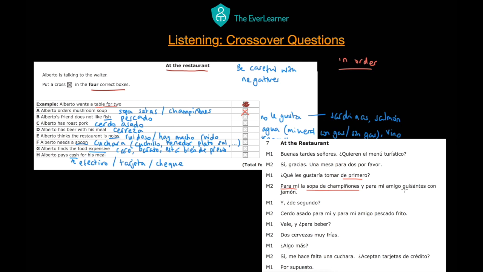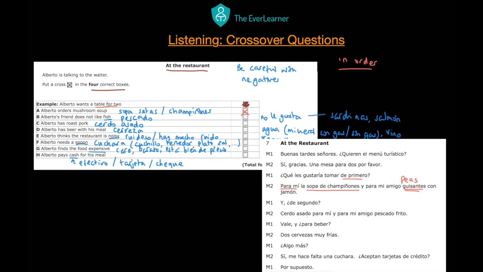Y para mi amigo, guisantes con jamón. Guisantes con jamón. These guisantes, which are peas, this is another one of those words that EDEXCEL seems to love because it's not a cognate. It seems to be a very interesting vegetable. So guisantes con jamón, peas with ham. Okay, so we've got nothing about peas with ham here, so we don't need this information.